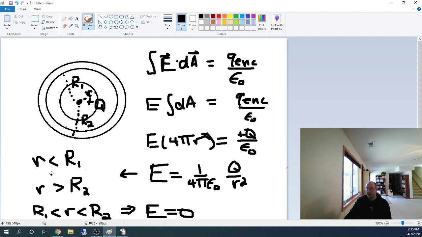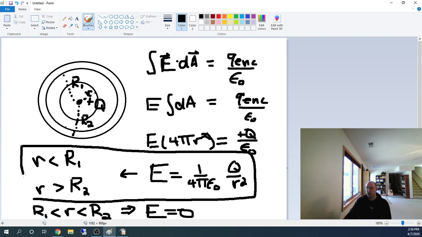So this solution here works for both of these. This solution here, E equals 0, is in the region between the inner and the outer surface of the conductor. Hopefully that helps Chase. Hopefully that's sort of what he wanted to look at.